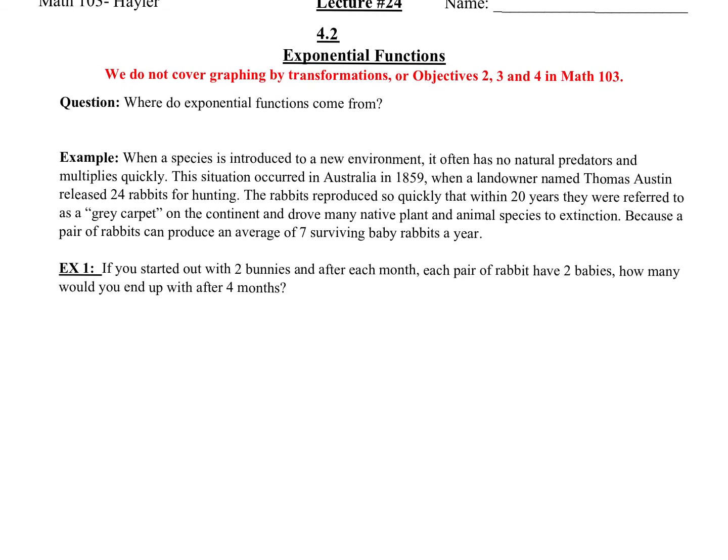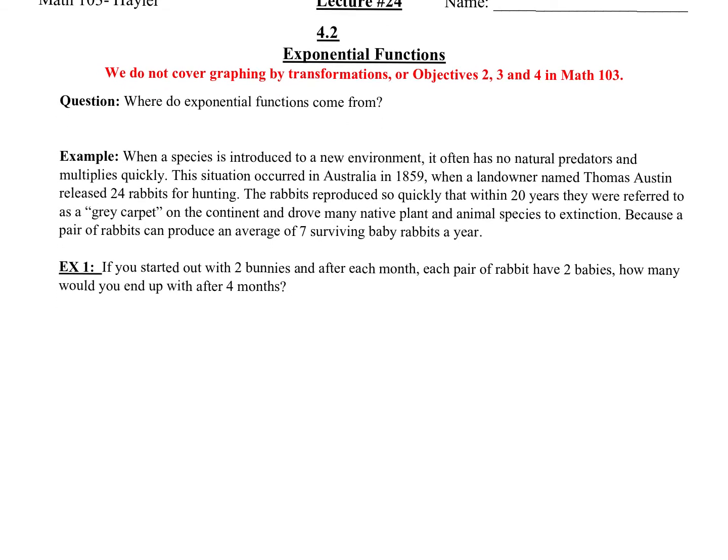So first question, where do exponential functions come from? Well, basically, exponential functions come from what we observe in real life, as basically most of math comes from. For example, when a species is introduced to a new environment, it often has no natural predators and multiplies quickly. Like in Hawaii, we would have maybe mongoose or rats, right? Not a lot of natural predators in Hawaii.